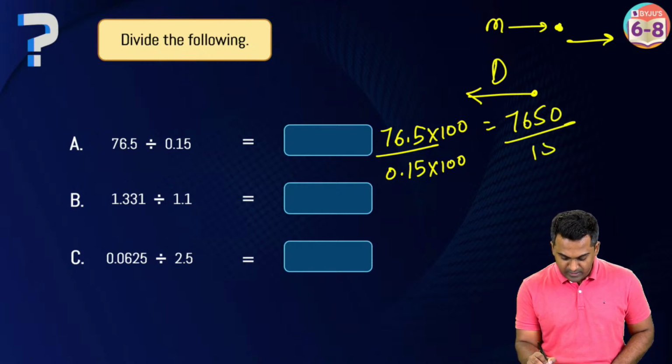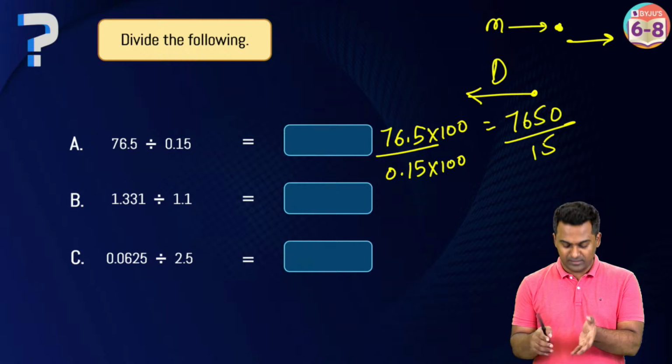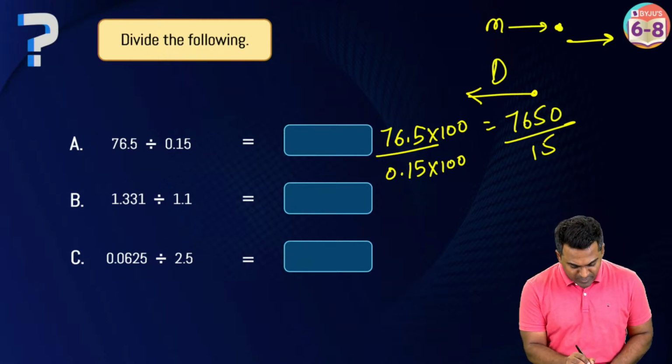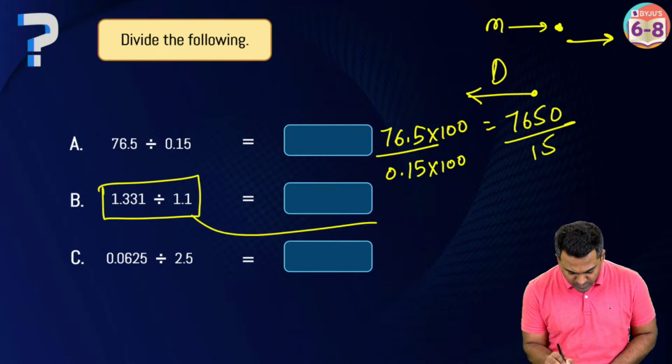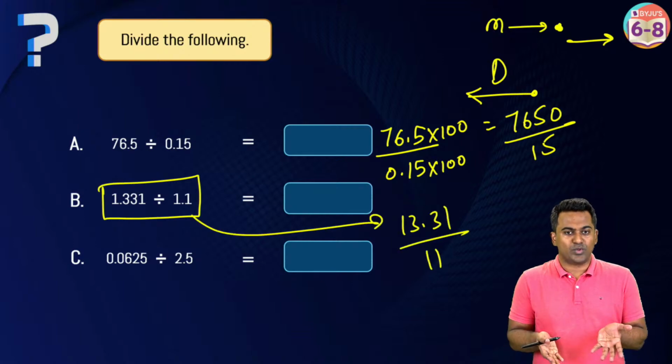7650 divided by 15. This, you can do on your own, right? This thing, you can do it. In a similar way, proceed with the other questions as well. So this will become what now? This will become 13.31 divided by 11. We can do that in a similar way.